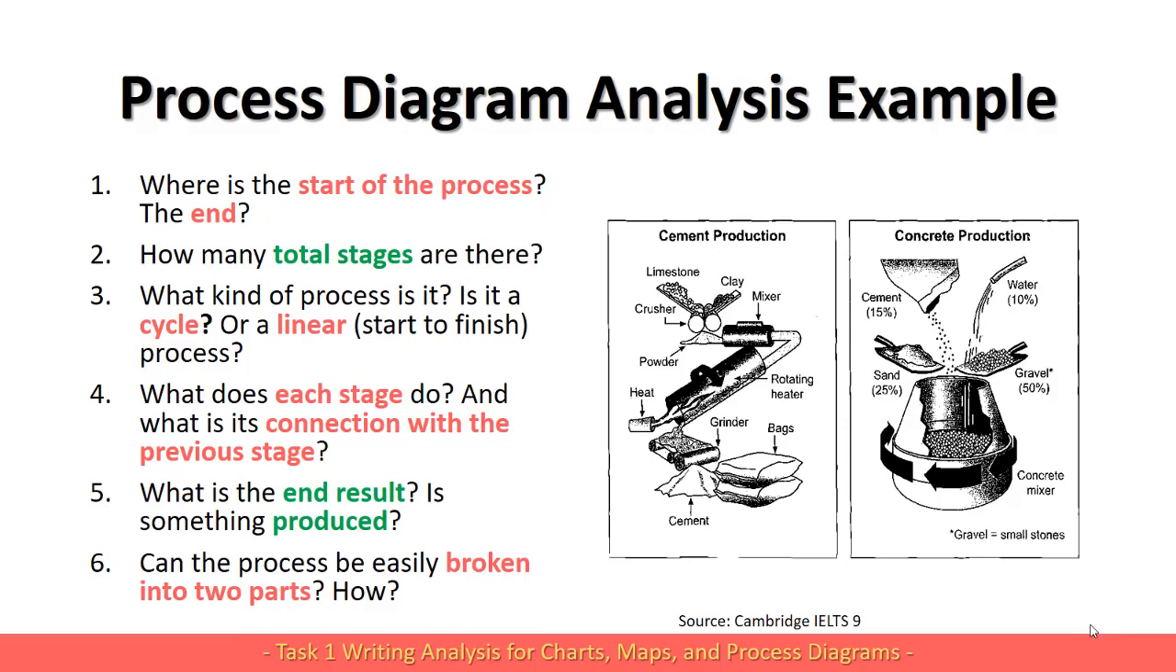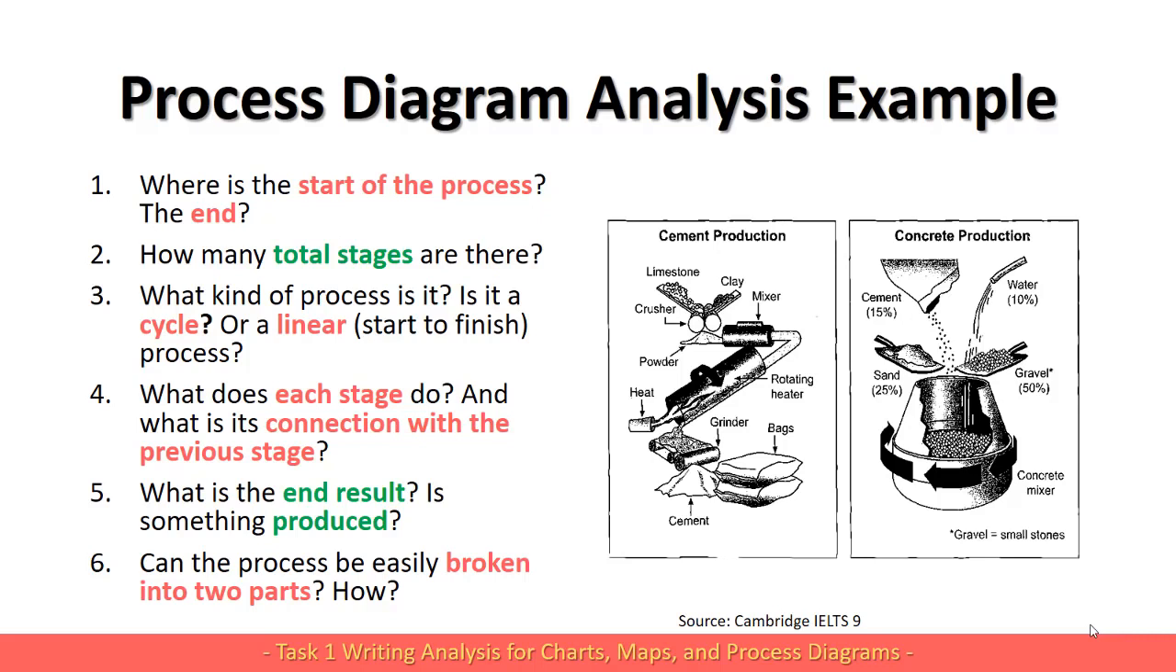Number 3, what kind of process is it? Is it a cycle or a linear process? Well, I think both of these are linear processes. We have the cement production and then we have the concrete production. And we don't finish with the original things again. We finish with a different product. So it's a linear start to finish process.